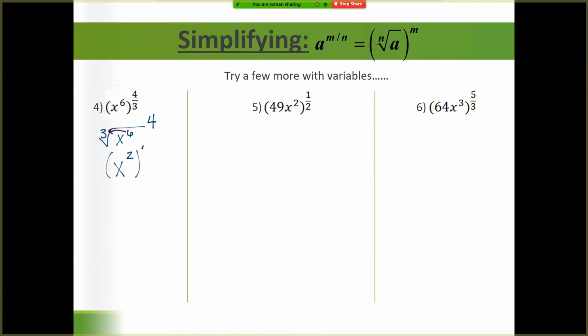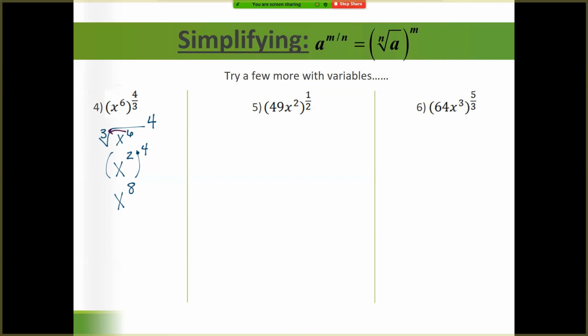I've yet to do anything with this 4. And now I'm kind of going in the opposite direction. Here I have x squared, so I've got 2, and I want 4 groups of them. If I have 4 groups of 2, I actually have 8. So you're going to multiply those together to get your final answer. So we divide the exponent to get it out from underneath the radical, and then we multiply it by the outer exponent. So x to the 8th is actually your final answer there.